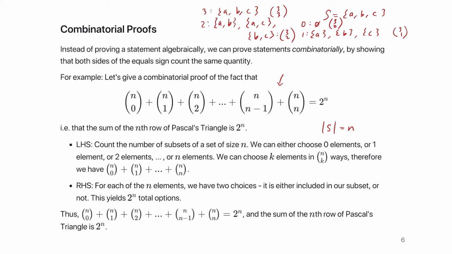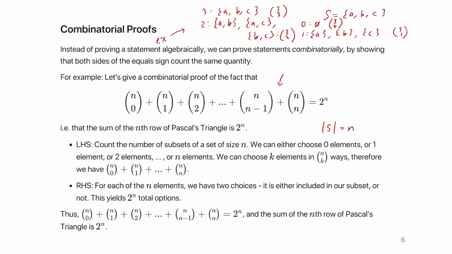Is that clear? Cool. Now let's look at the right-hand side. This was just an example, but the formal proof just involves an arbitrary value n. What's at the top is just an example. Then we look at the right-hand side.